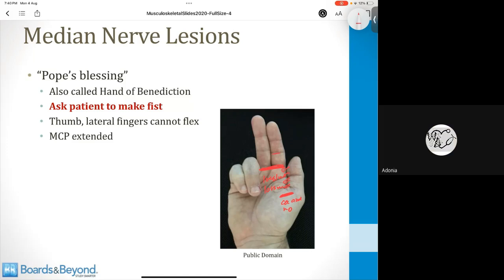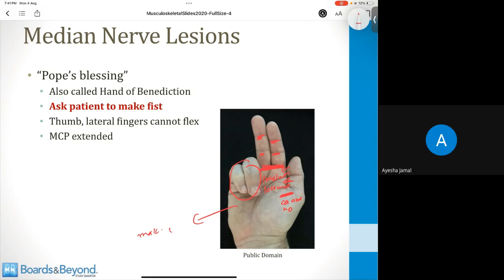Can we extend at the interphalangeal joints? No. So they would be flexed, because the function of the lumbricals is lost. We can't have proper extension, so they would be flexed. So if you tell this individual to make a fist, he cannot flex here, he cannot cause abduction, although the ulnar nerve is fine. So we get a sign known as Pope's blessing or hand of Benedict. Is it clear?